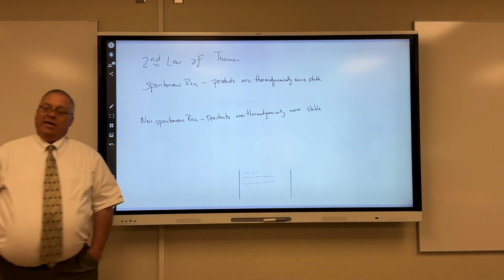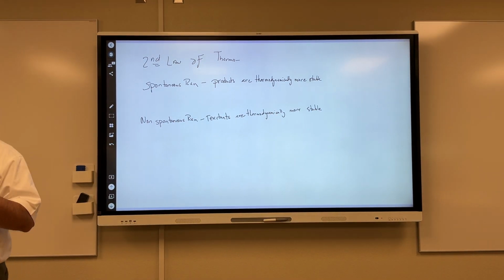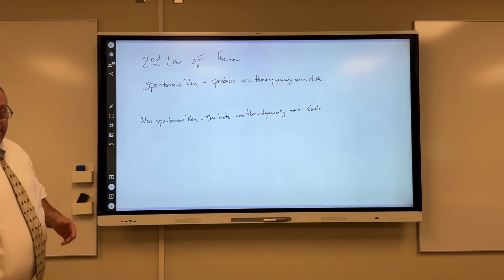Now, that doesn't mean that the enthalpy is going to have a positive or negative number. That just means the difference in enthalpy is going to show whether it's spontaneous or non-spontaneous. Okay, the difference in enthalpy, not the actual enthalpy value. Okay?